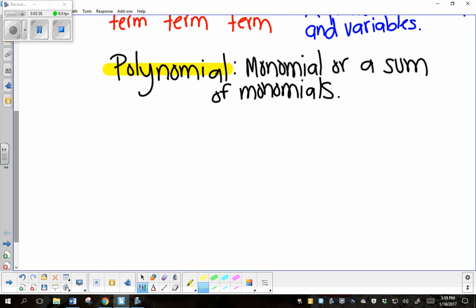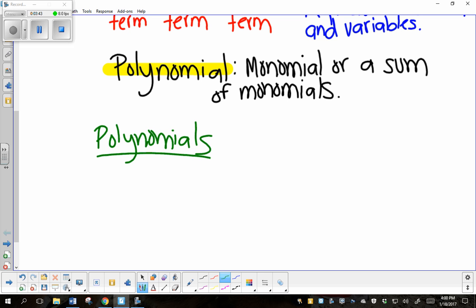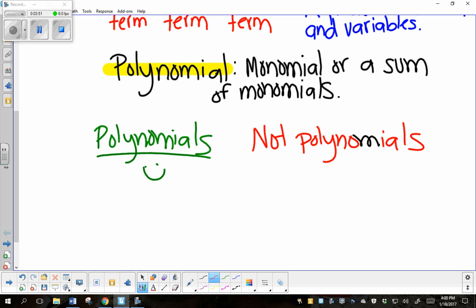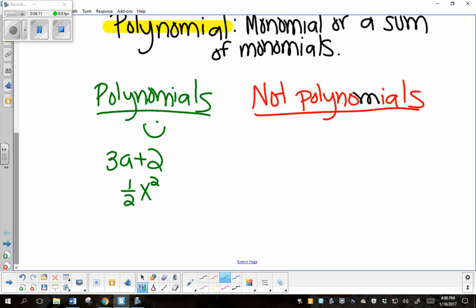All right, so on this side over here, I'm going to do things that are polynomials. And then on this side over here, we're going to do things that are not polynomials. So some examples of polynomials would be something like 3a plus 2. That's a polynomial. It has 2 terms, 3a and 2. Another example of a polynomial would be something like 1/2 x squared. That's a polynomial. Even though there's only 1 term, it's okay. It's still considered a polynomial.